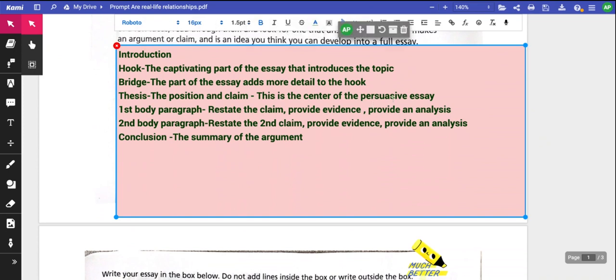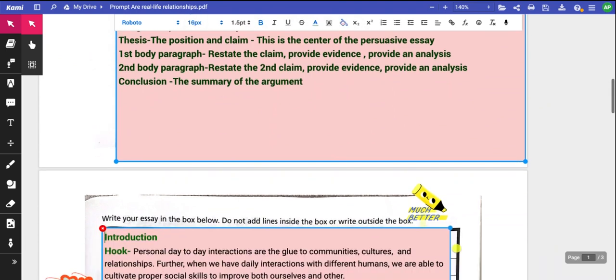This is the essential center of your persuasive essay and is the overall blueprint to how well your essay will be written. Your first and second body paragraphs are the meat of your essay. So, what does this mean? You're essentially taking your thesis statement and your first and second body paragraph, and you're restating the claims in your thesis. You're giving evidence for those claims, and you provide analysis for the evidence. Then you have your conclusion, which is the summary of the overall argument.